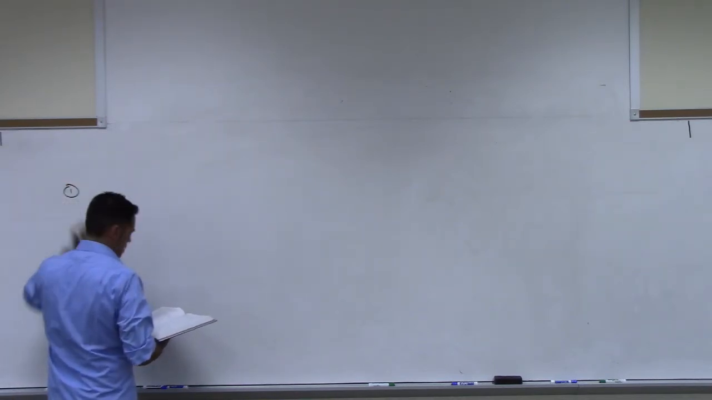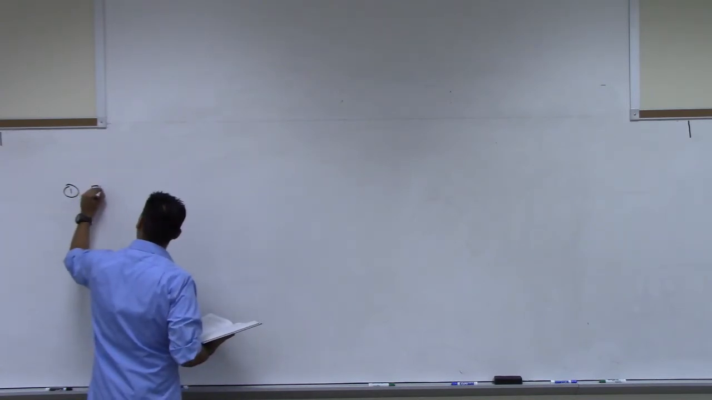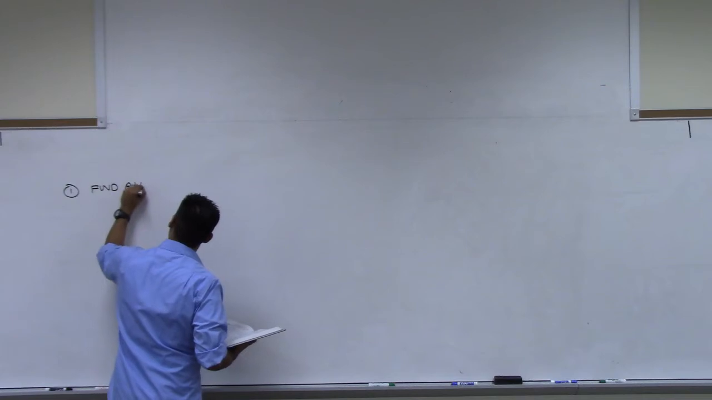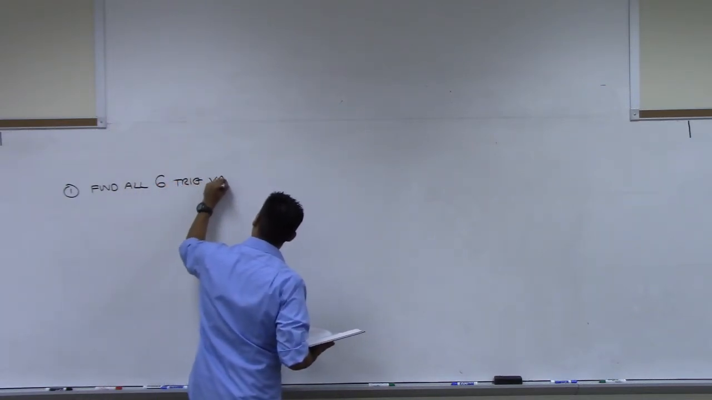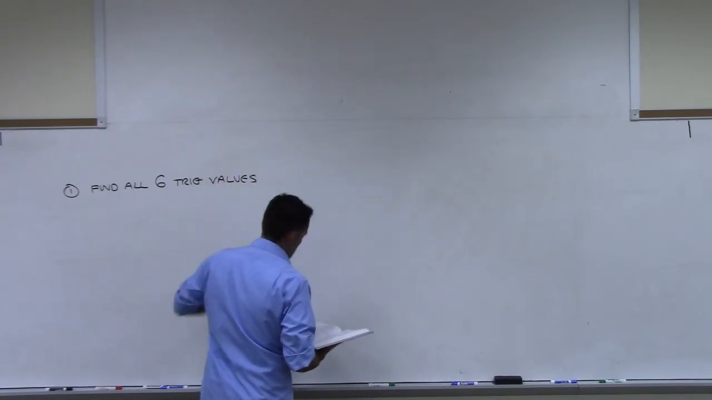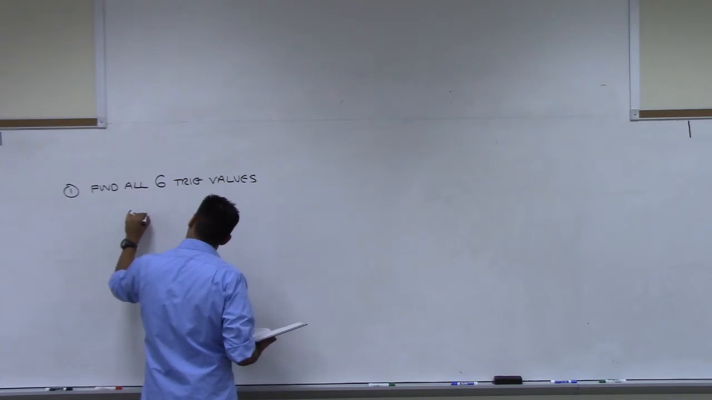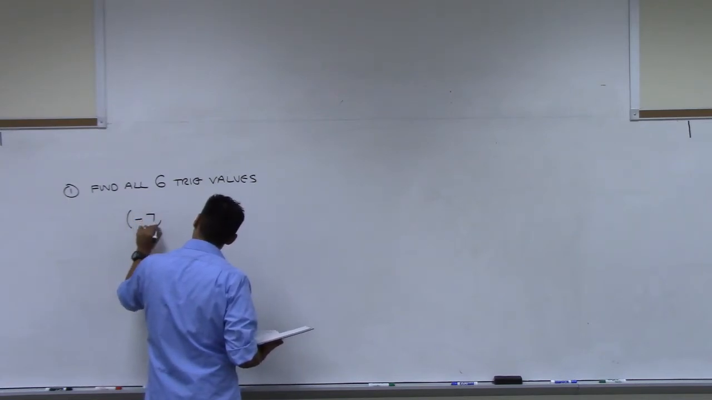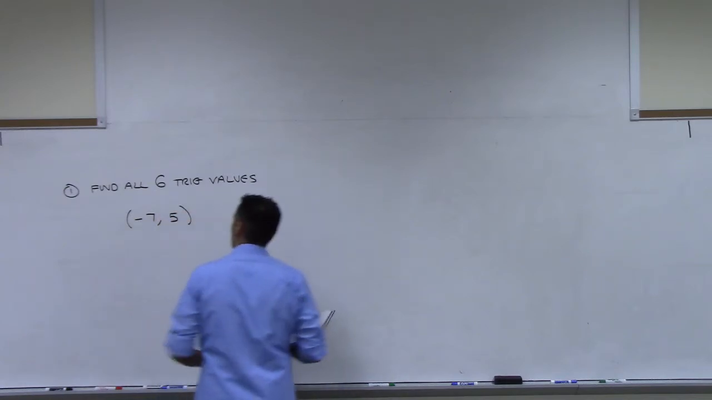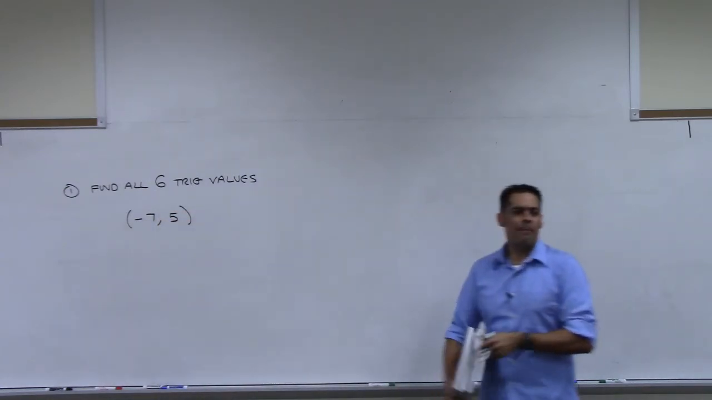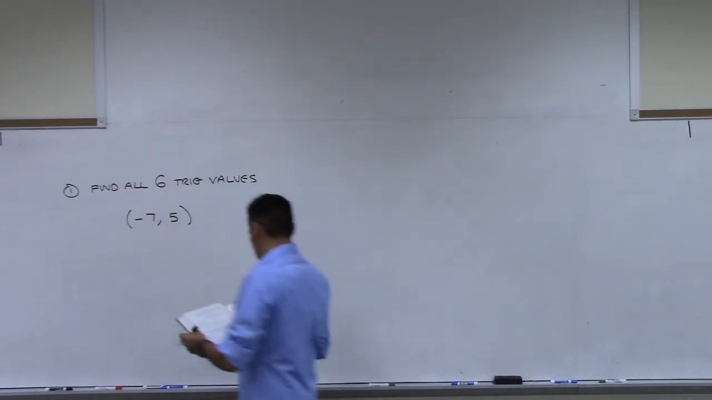First one, let's see here. Find all 6 trig values for this point right here: -7, 5. So that point is on the terminal side of an angle. We did that one to start class.